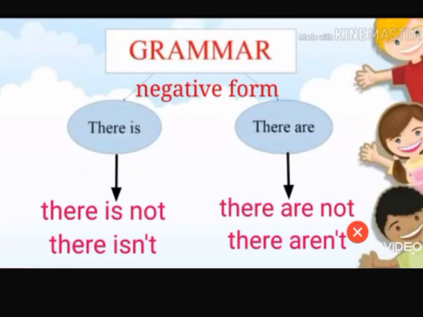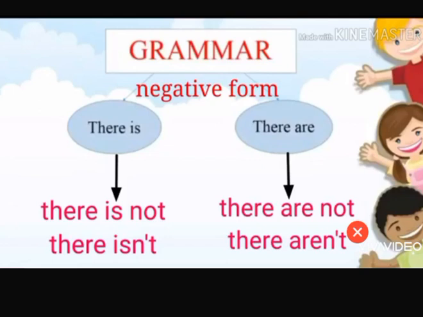There isn't a pen. There isn't an orange. There isn't a flower. While with the plural nouns, we use there aren't or there are not. There aren't any apples. There aren't any pens. There aren't any benches. There aren't any books.